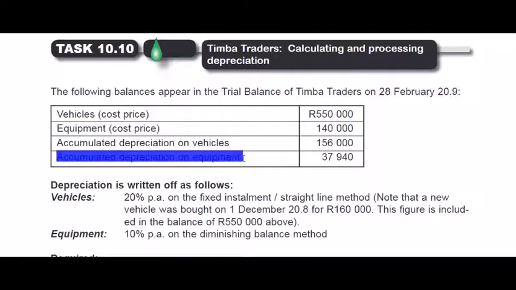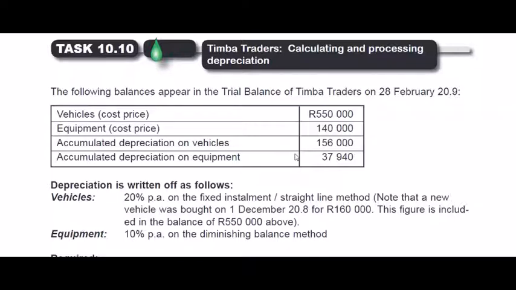So accumulated depreciation on equipment of 37,940, which means our equipment in our business already lost 37,940 Rand of their value in the previous financial years. Please don't get confused because it says trial balance on 28 February 2009. These accumulated depreciation values do not include the current year depreciation. We still need to go and calculate that because it's a year-end adjustment. Okay, remember that. So don't overcomplicate things.